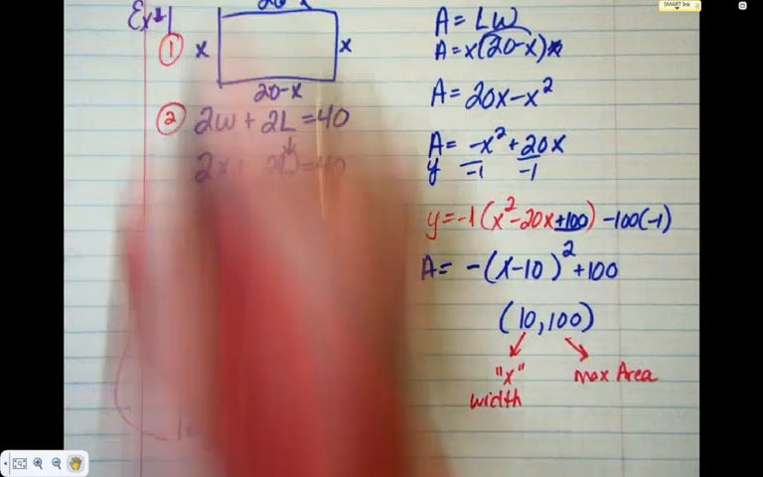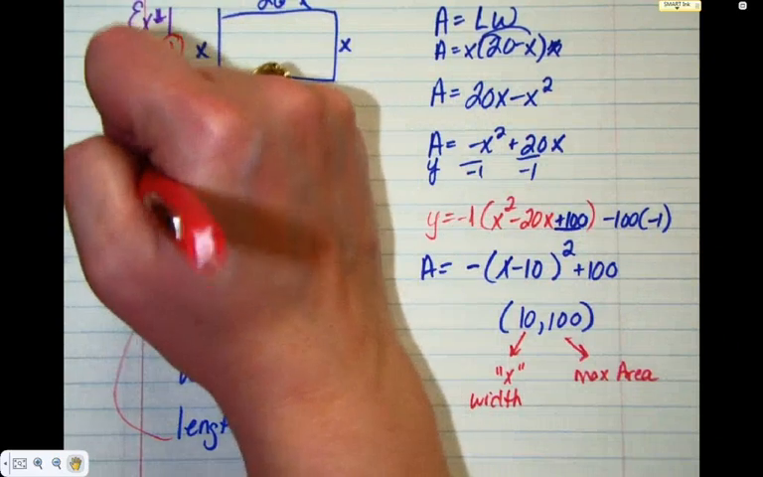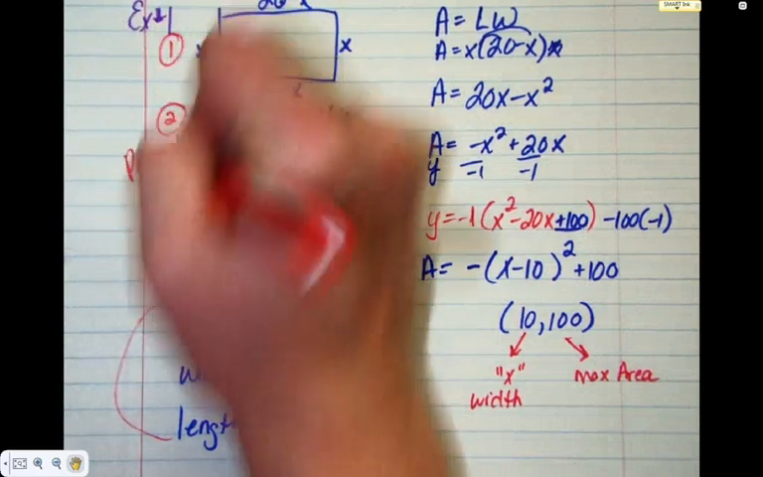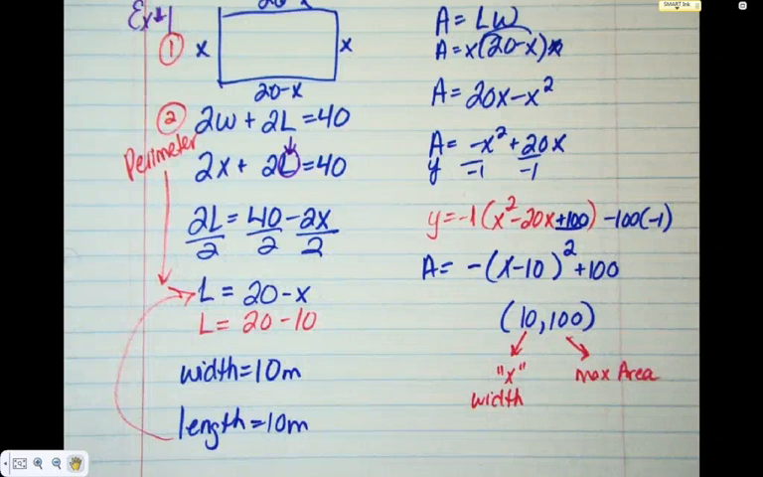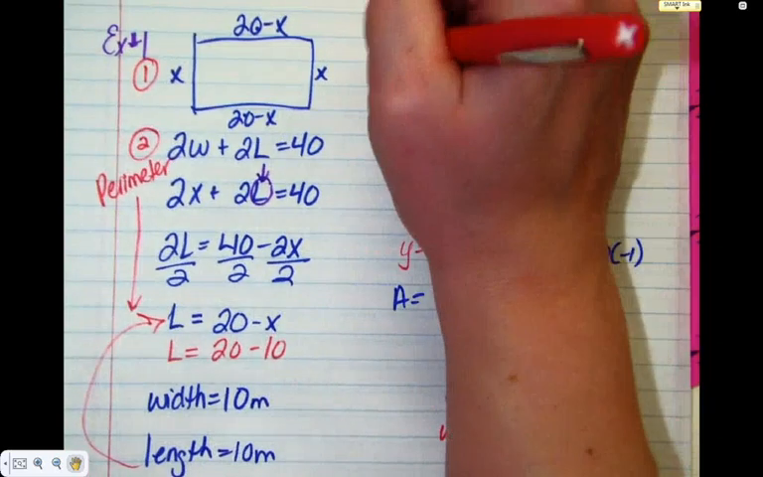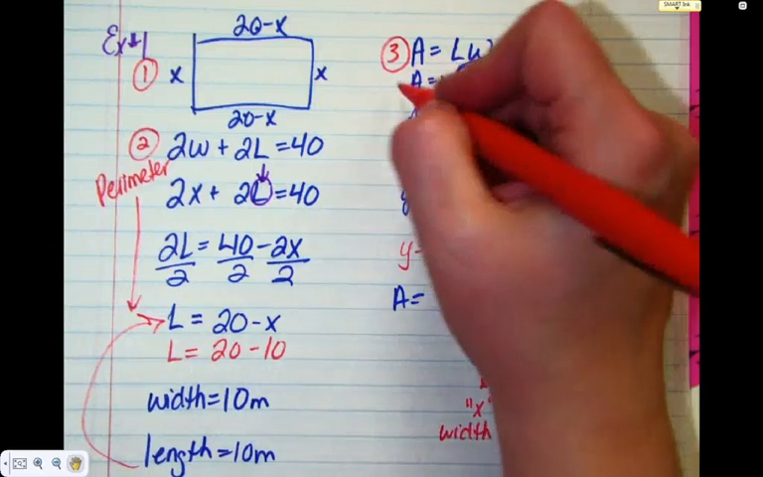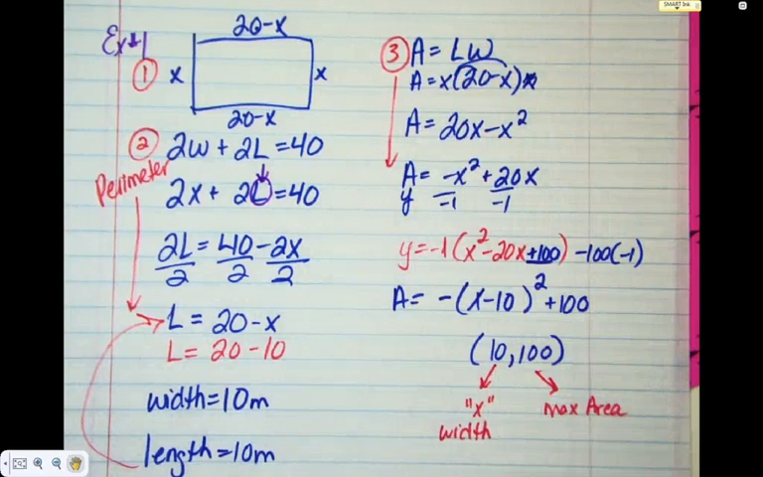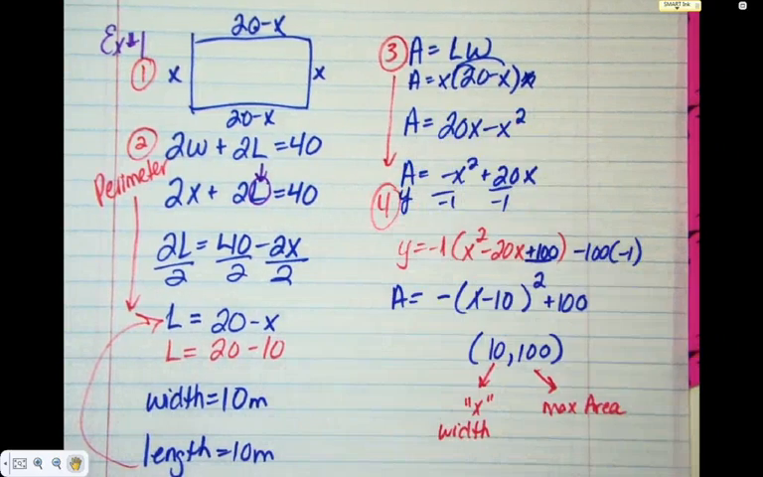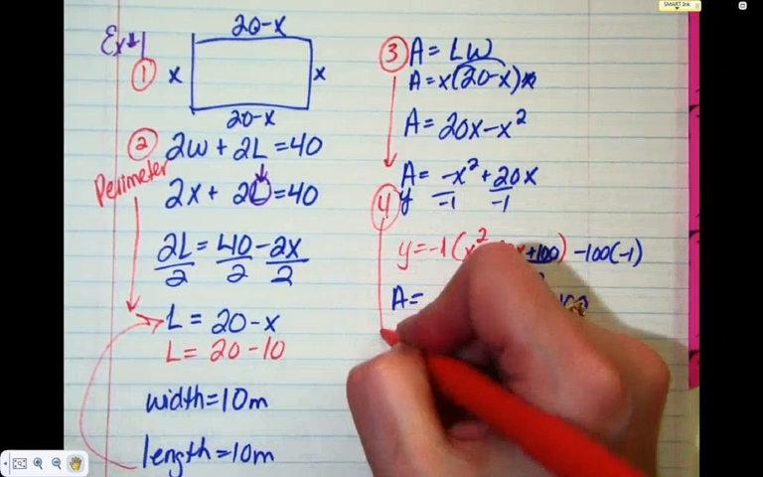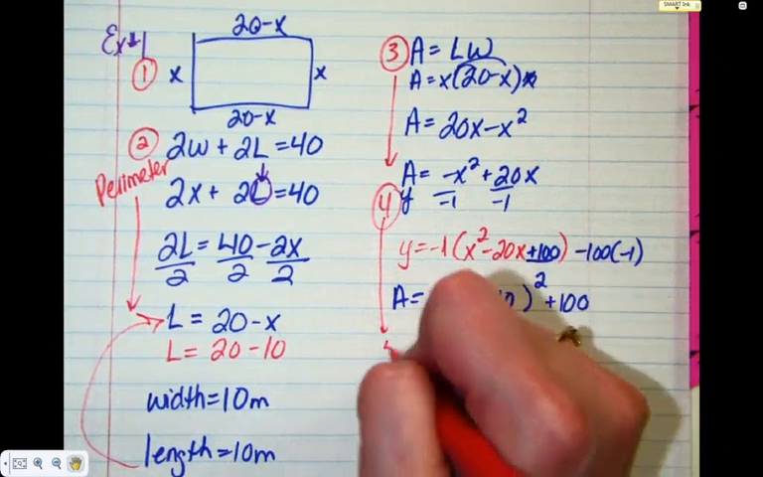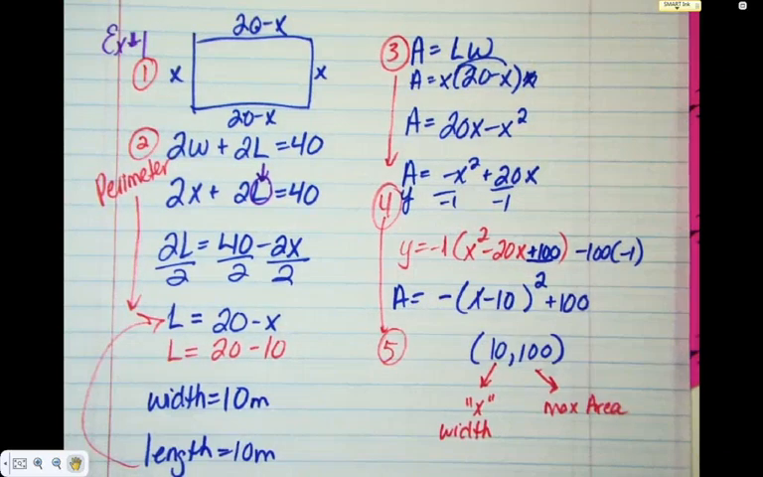Step 2 is you're going to use an expression for the perimeter, because that's really what this is, to isolate the other variable. Step 3 is finding an expression for the area. And really down to here, I've just simplified it. Step 4 is completing the square. And the last step is just getting the vertex and answering the question.